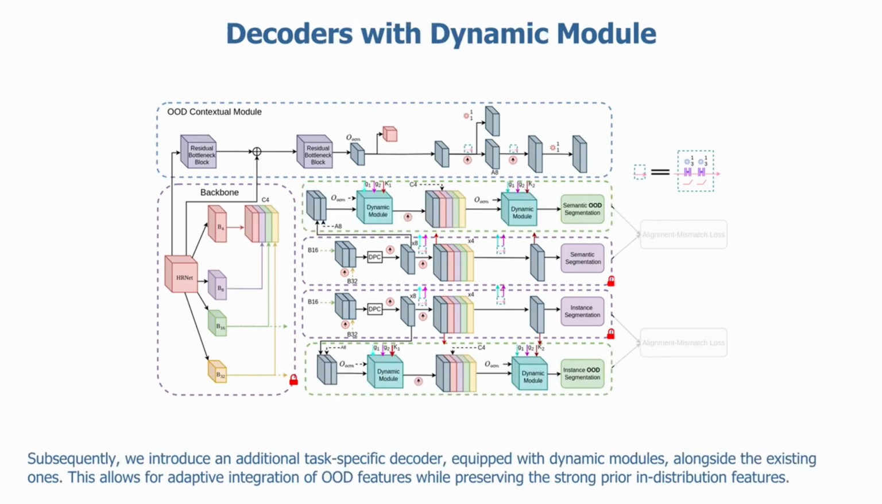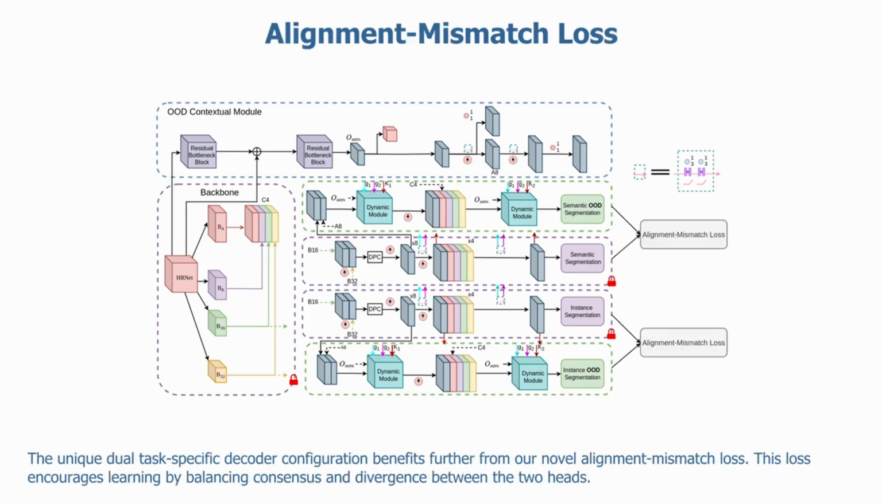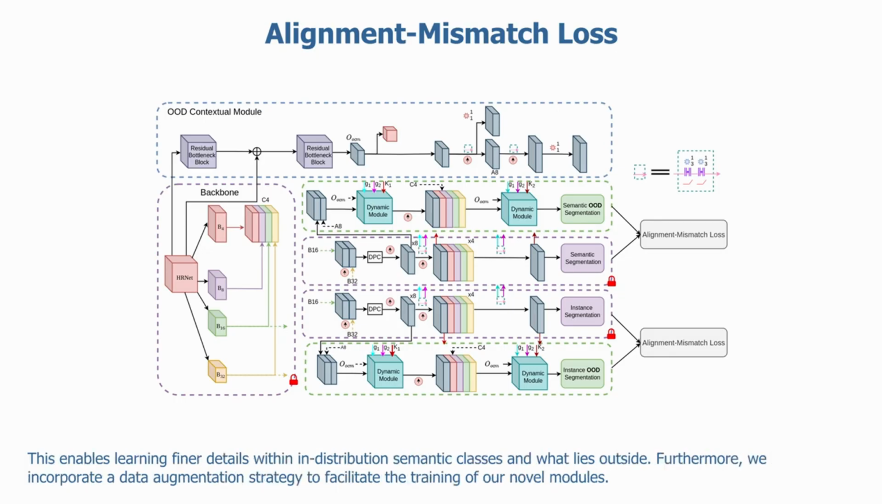Subsequently, we introduce an additional task-specific decoder equipped with dynamic modules alongside the existing ones. This allows for adaptive integration of OOD features while preserving the strong prior in-distribution features. The unique dual task-specific decoder configuration benefits further from our novel alignment mismatch loss. This loss encourages learning by balancing consensus and divergence between the two heads. This enables learning finer details within in-distribution semantic classes and what lies outside. Furthermore, we incorporate a data augmentation strategy to facilitate the training of our novel model.